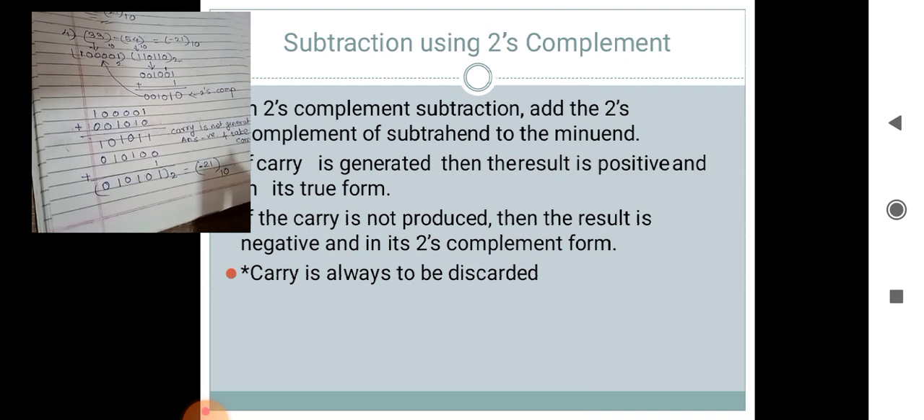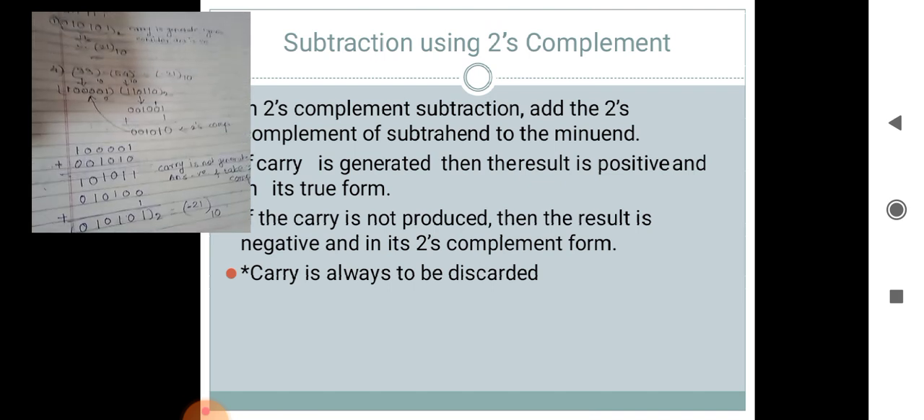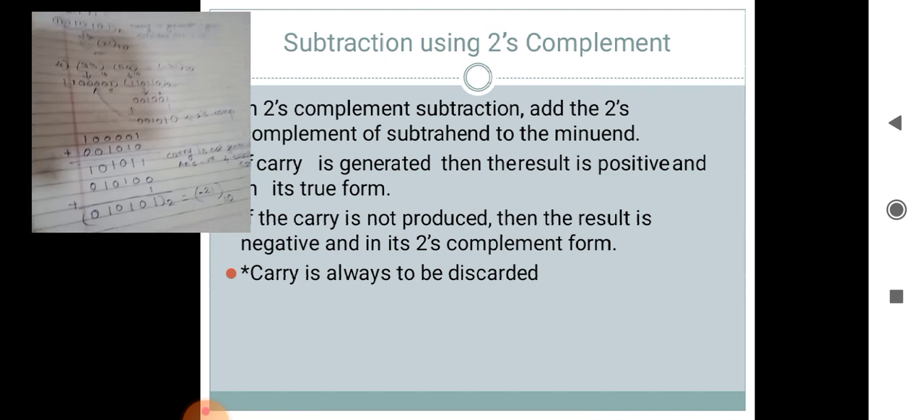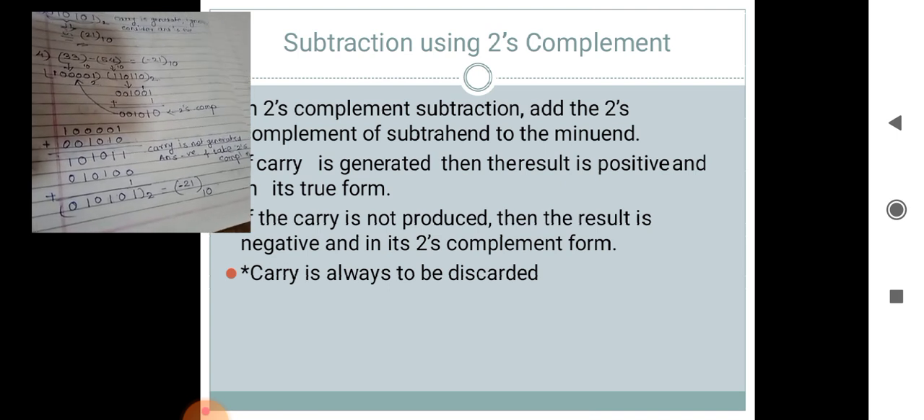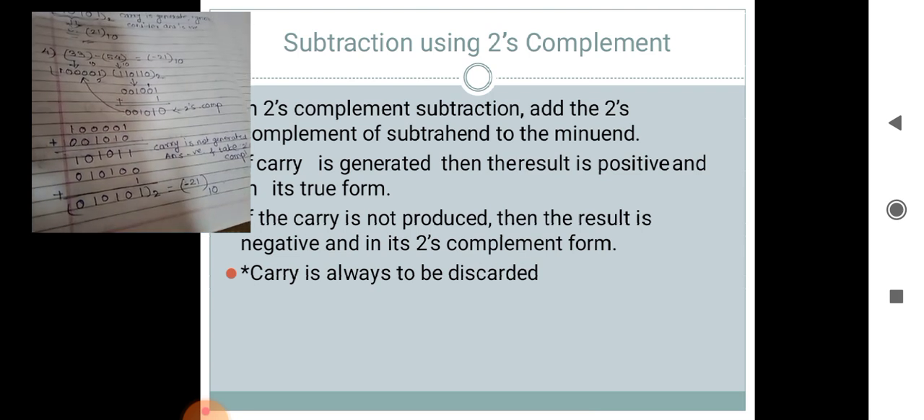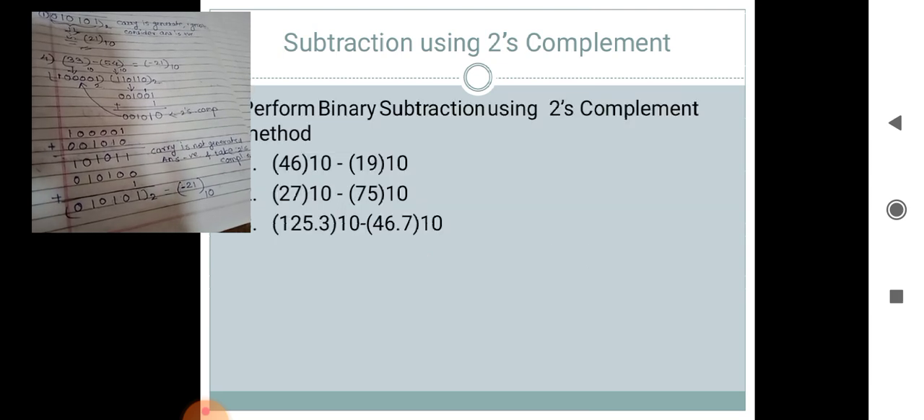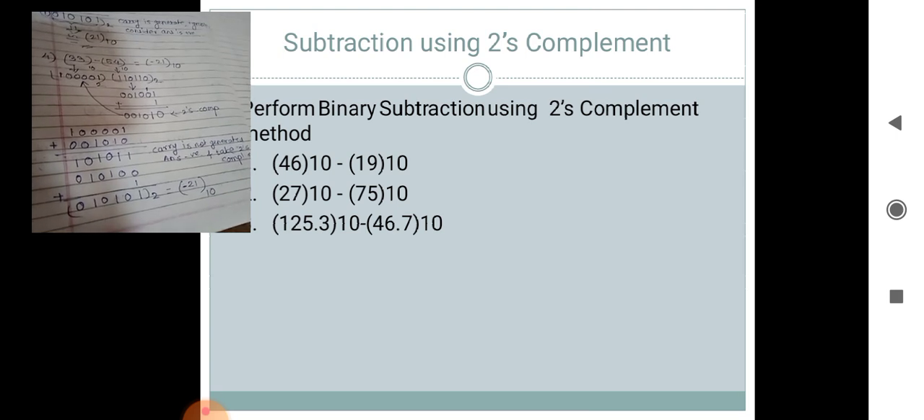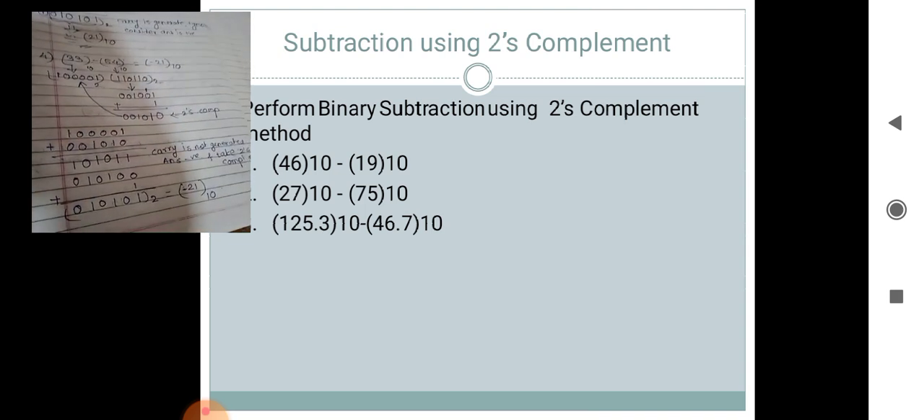So it will give you the correct result like a decimal operation if you follow the rules properly, apply the rules properly, and write down the comments. If carry is generated, what will happen? If carry is not generated, what will happen? So these are some examples for your reference. Now these are the examples on the slide. You have to solve these examples in your notebook. Check your answers. Solve these examples.